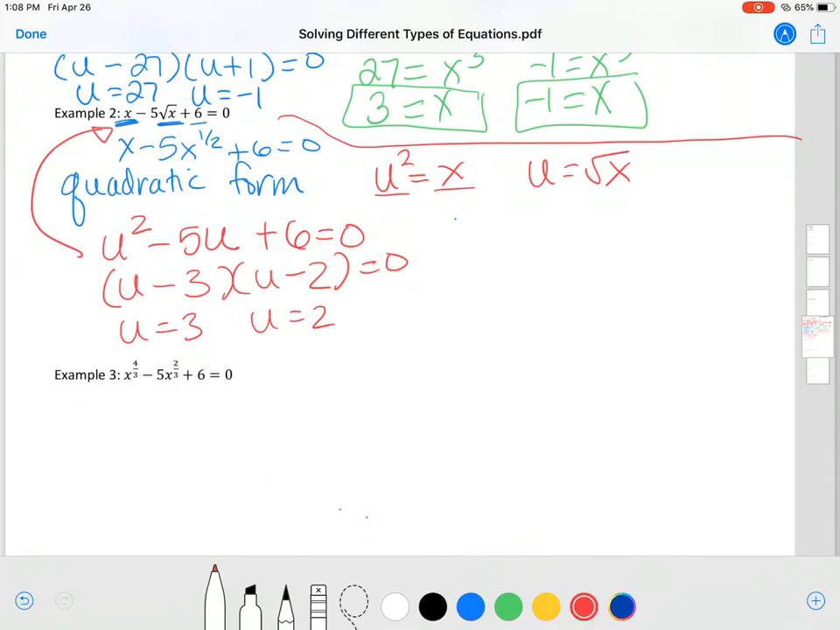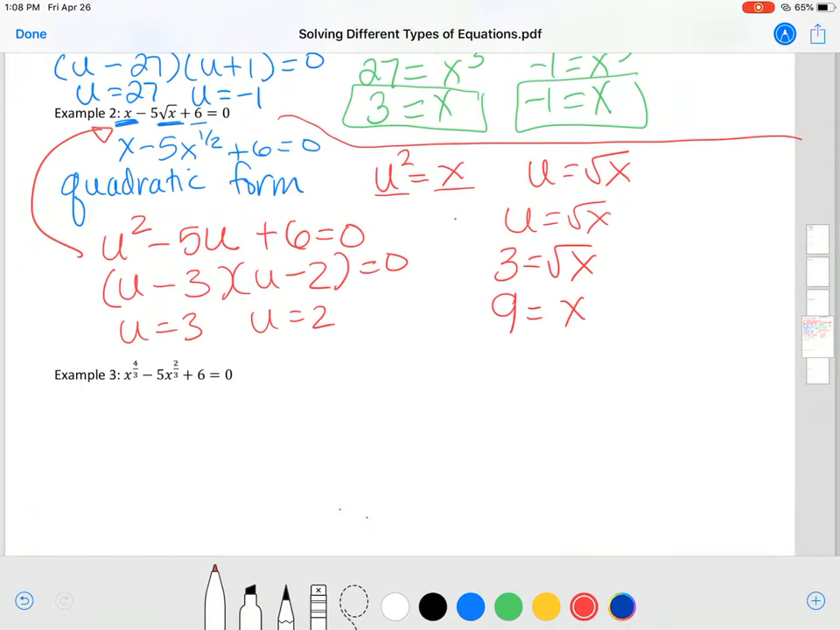Now we're not done. These are our u's. We're trying to solve for x. So I have to go back and say, well, I said u is the square root of x. So if u is 3, then what does x have to be in order to get 3? What would I take the square root of to get 3? It would have to be 9.